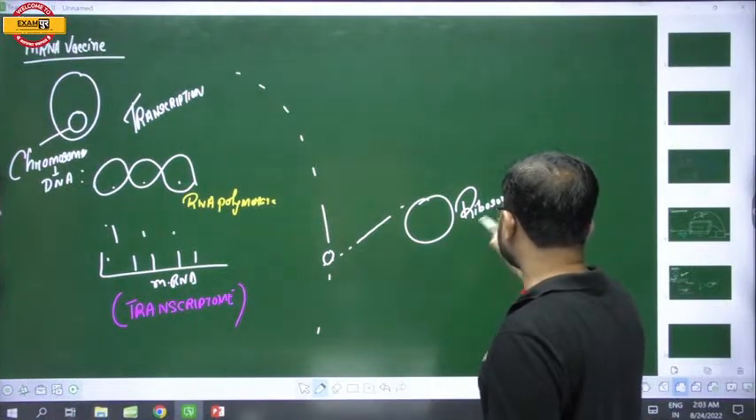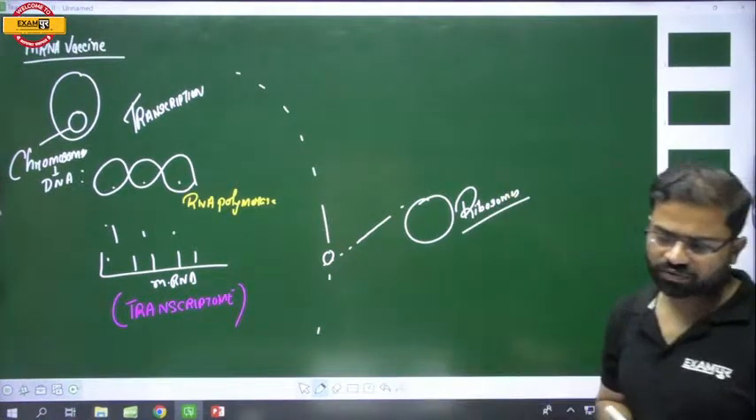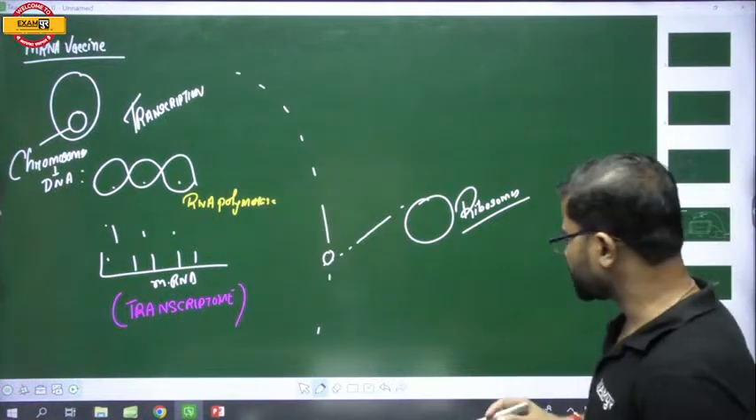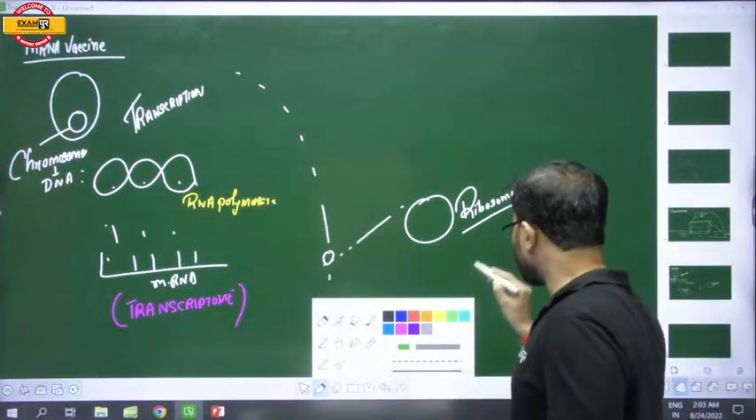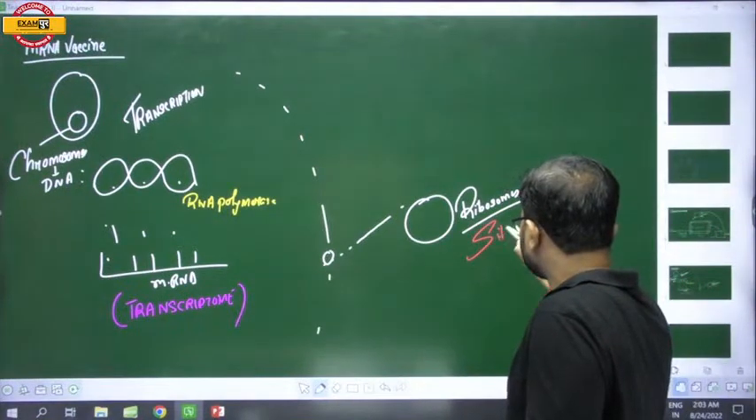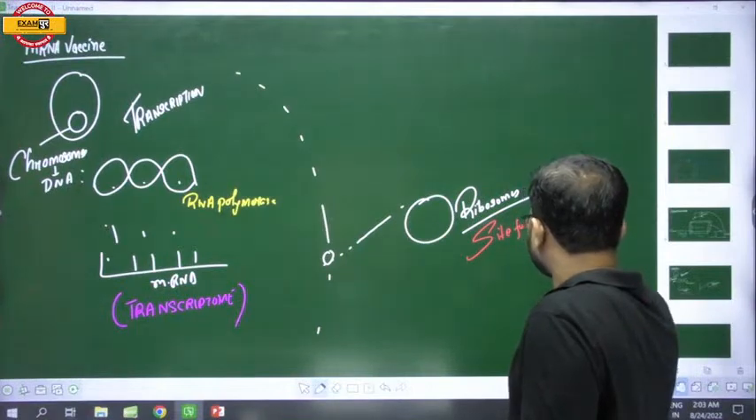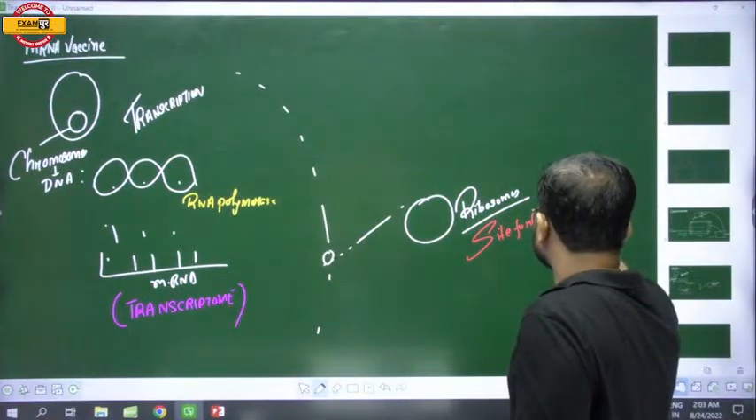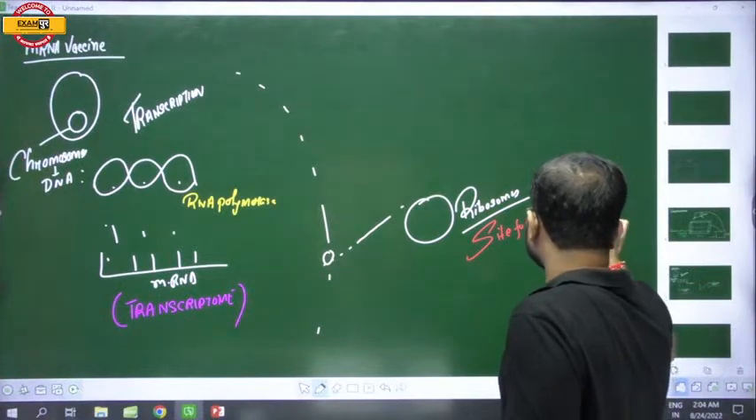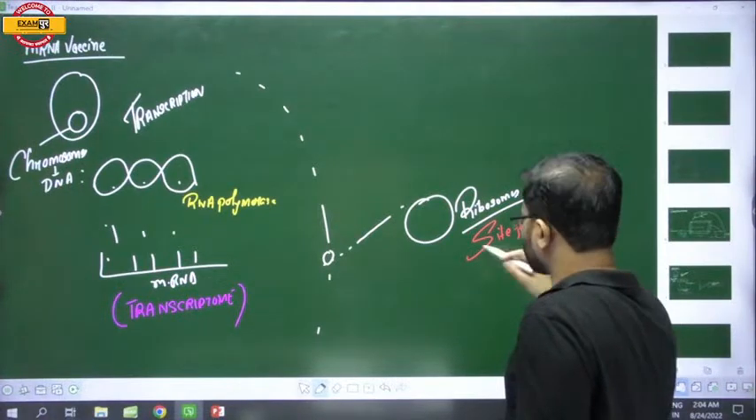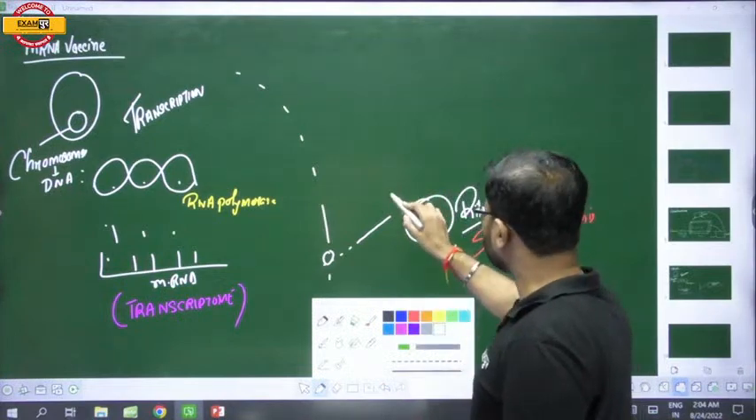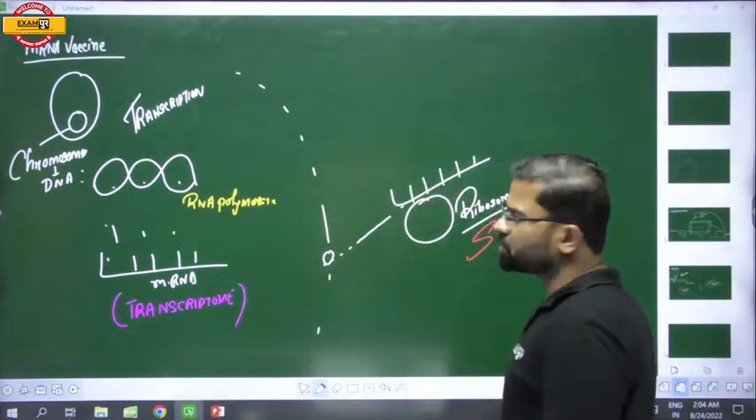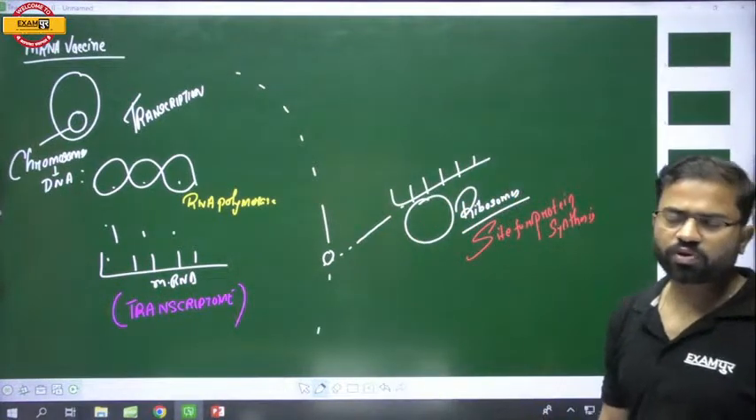And ribosome, इसको हम लोग क्या बोलते हैं? Site for protein synthesis, because basically the ribosome is responsible for synthesis of protein. So this mRNA will move closer to the ribosome.